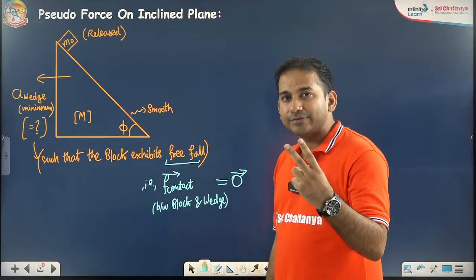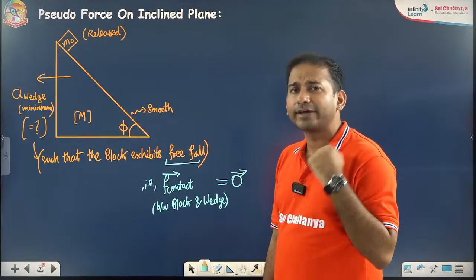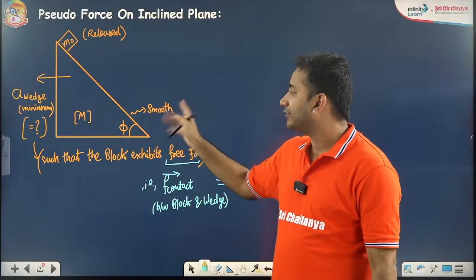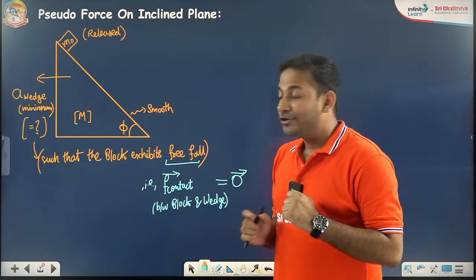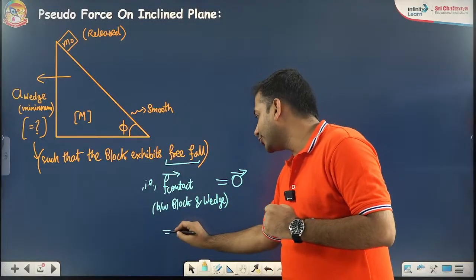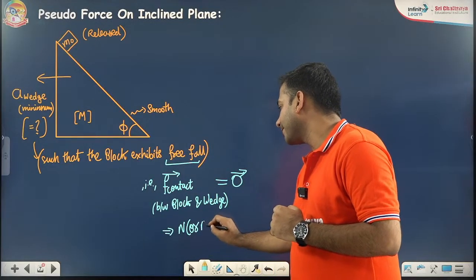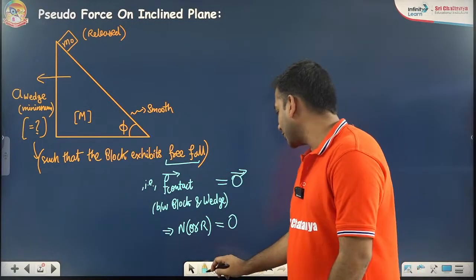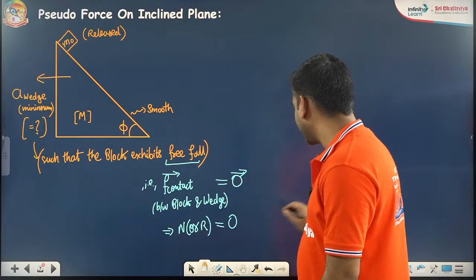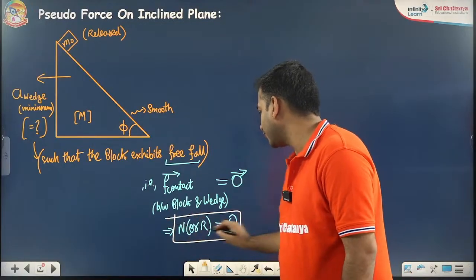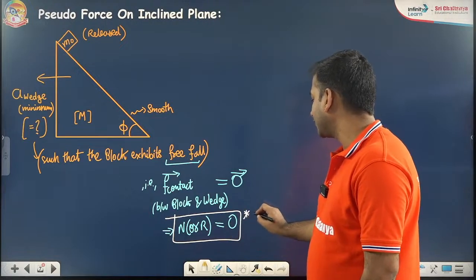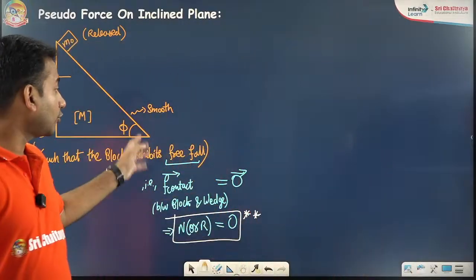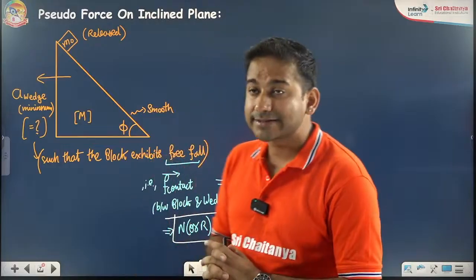Contact forces are of two types, friction and normal reaction. But since the wedge is given to be smooth, there is no friction anyway. So when you say contact force is 0, you want to say the normal reaction N or R is going to be 0. That is the main theme over which we will focus. If they want to say the block exhibits free fall, indirectly they want to say that the normal reaction between the wedge and the block must be made 0.